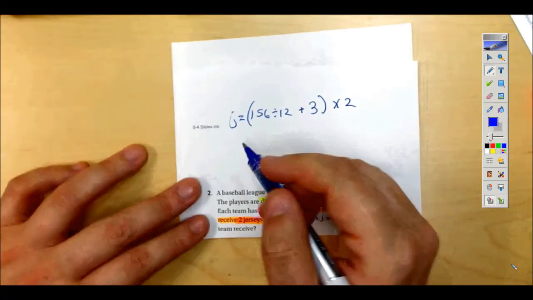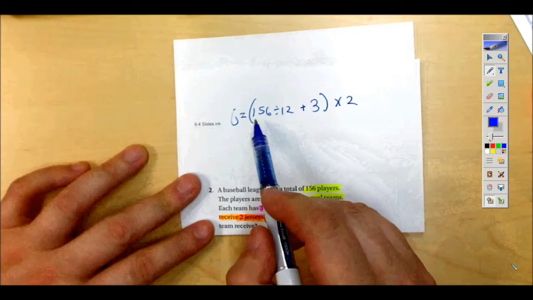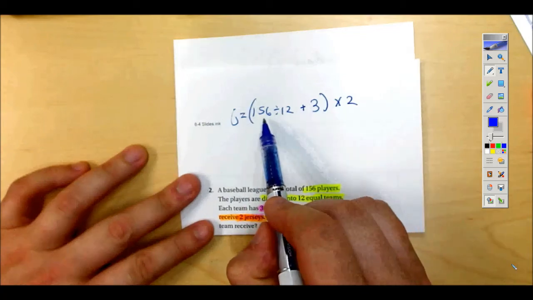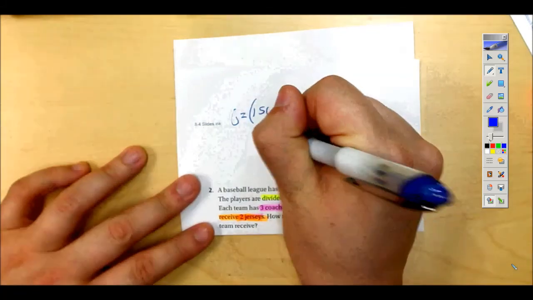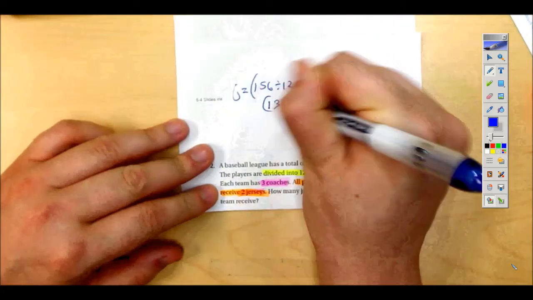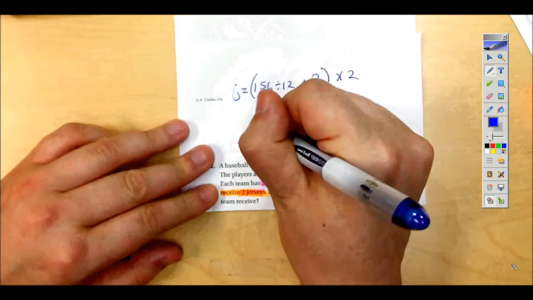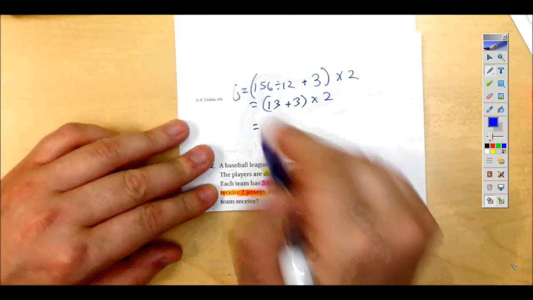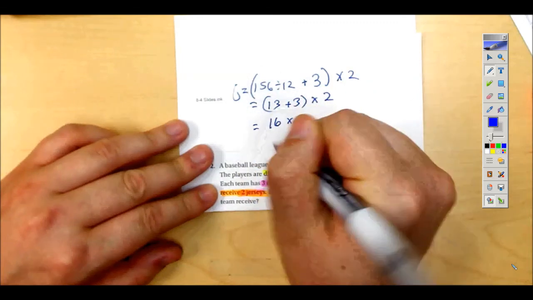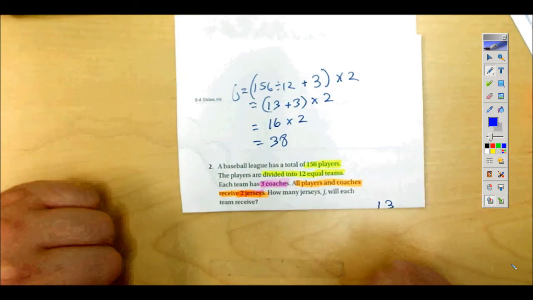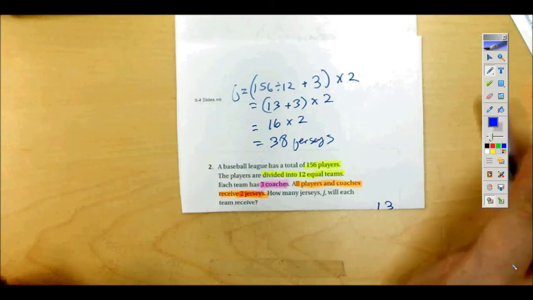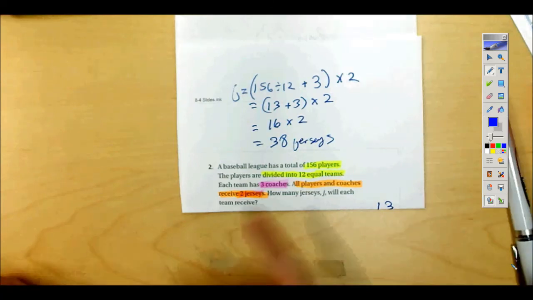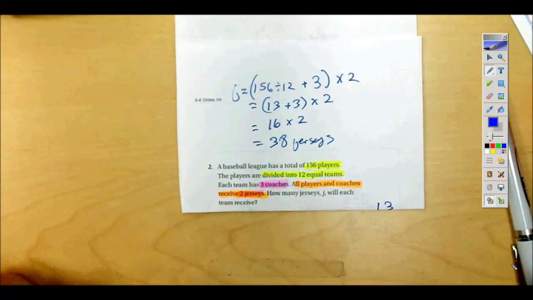Okay, so let's do this using PEMDAS. We do the parentheses first, and inside the parentheses, we also do PEMDAS. We do division first. 156 divided by 12, we know that is 13. We already did that. So now I have 13 plus 3 inside parentheses times 2, and now I do what's inside the parentheses. I have 16. Now it's times 2, and that gives me 38 jerseys. Okay, 2 ways to do multi-step problems. Always break it down into parts. Don't freak out if you see this. Just break it down into smaller pieces.